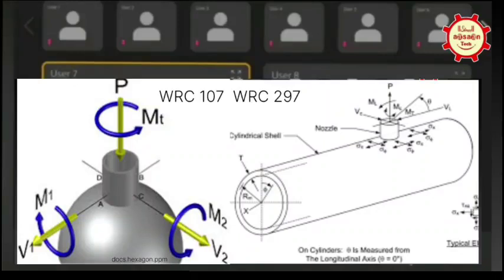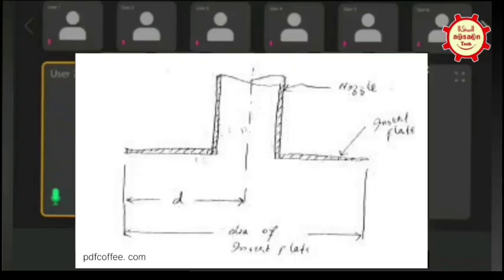Now for the heads, nozzles coming on to the head, for that we have to go with the WRC 107, because you don't have any option. WRC 297 is not meant for that. They have not done the study for spherical shapes. Right. So regarding the second one, I'll try to put the insert plate and let me see whether we can do it. Okay, thank you.